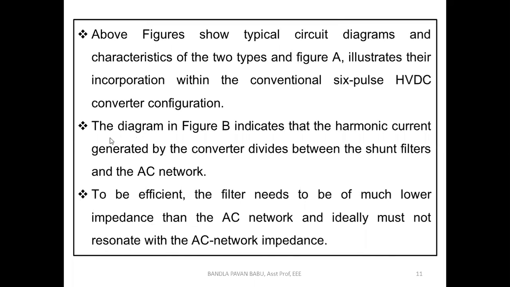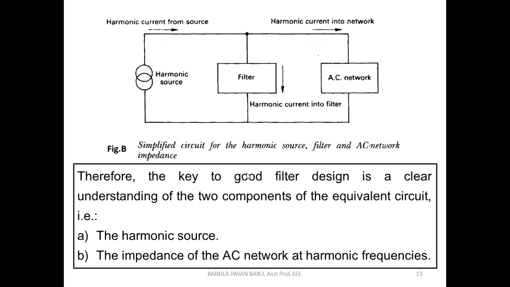Next, the diagram in figure B indicates that the harmonic current generated by the converter divides between the shunt filters and the AC network. Look at figure B here. This is the harmonic source. What is the source of the harmonics? Look here, it is the converter transformer. This is the simplified circuit for the harmonic source, filter and AC network impedance.